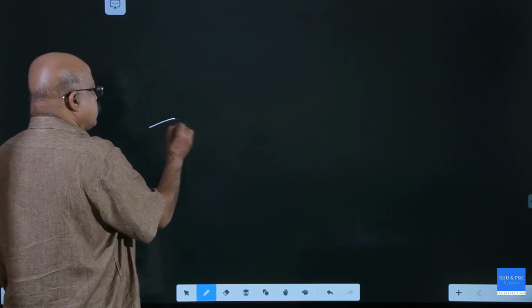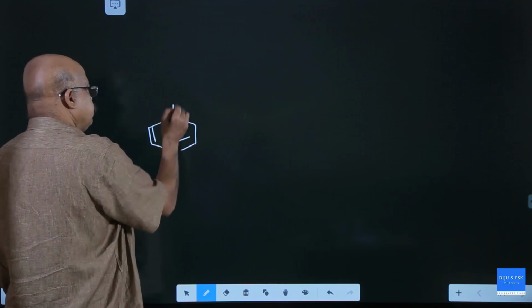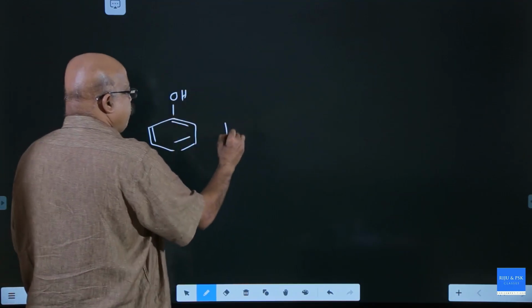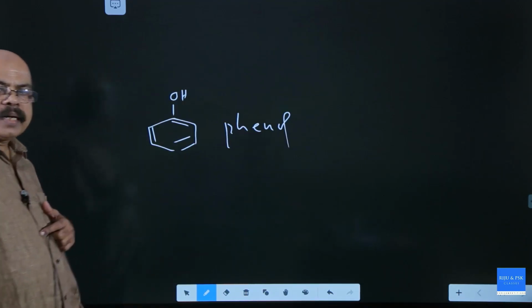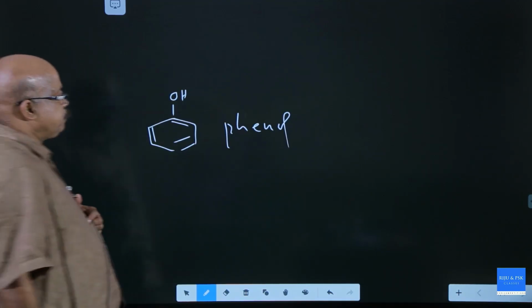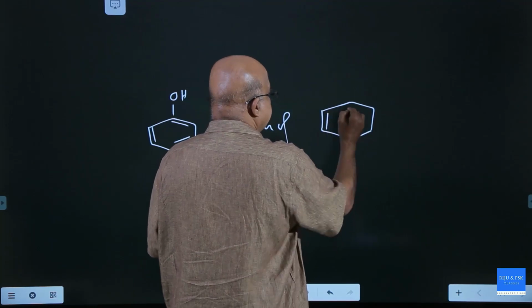If the OH group is connected to benzene, then it is called phenol. Phenol is the common name as well as the IUPAC name.